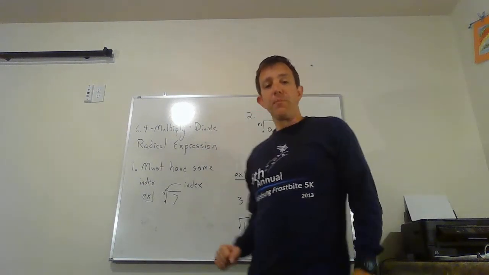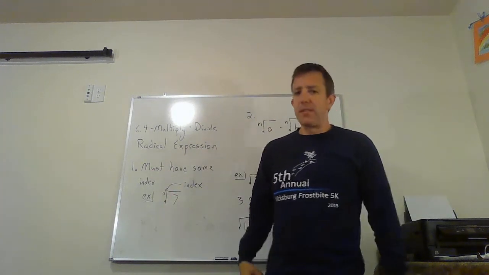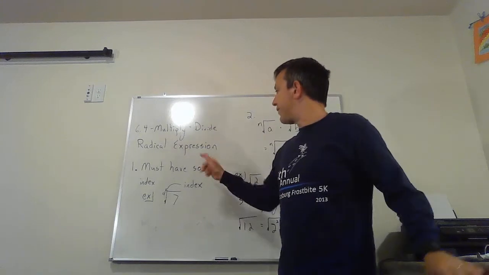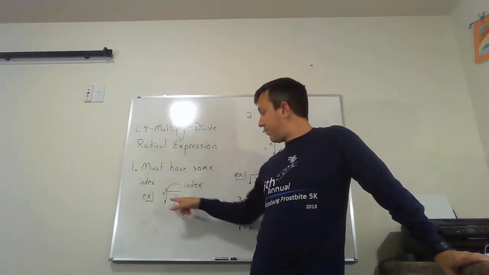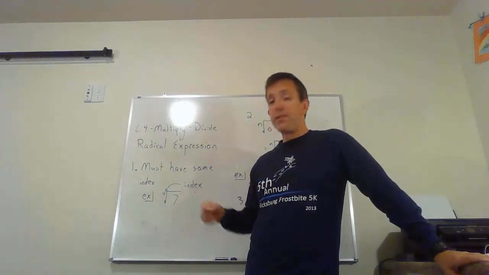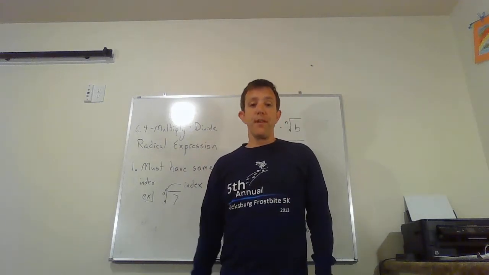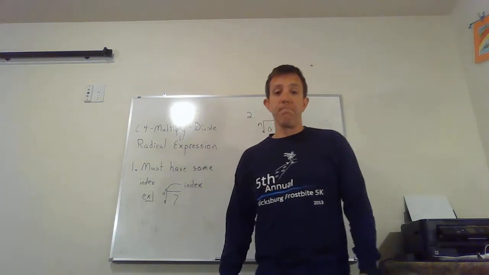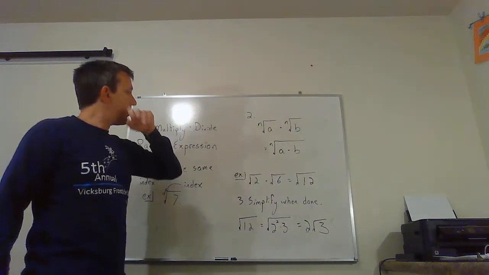So I've got a few things here on the board, and then we'll start looking at some examples and some of the messiness that we will still see here. All right, so first thing we have to know is they have to have the same index. So just a reminder, the little number on your radical is the index. In this case, I have the 4 through 7, so 4 is the index. You cannot multiply radicals together if they don't have the same index. All right, that's not so bad.